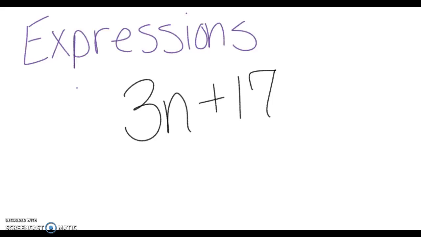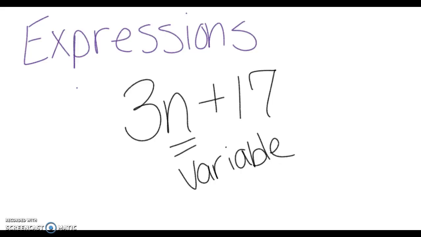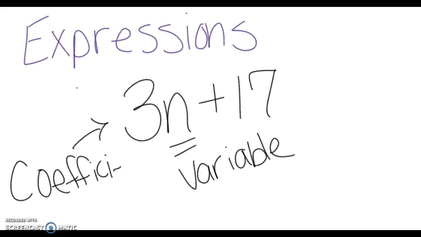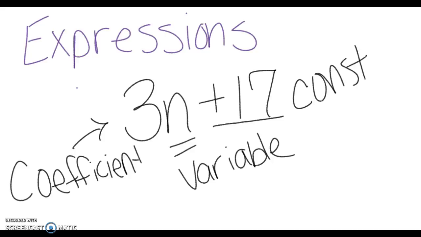If I look at the expression 3n plus 17, n is called a variable. The number that is multiplied with the variable, remember it's with the variable, so we think of our STEM co, so it's a coefficient. And the positive 17 that's being added on the end, since it's not multiplied with the variable, it's just a constant.